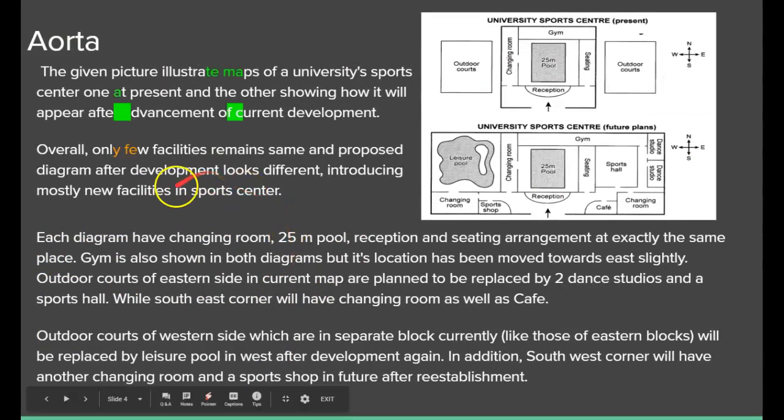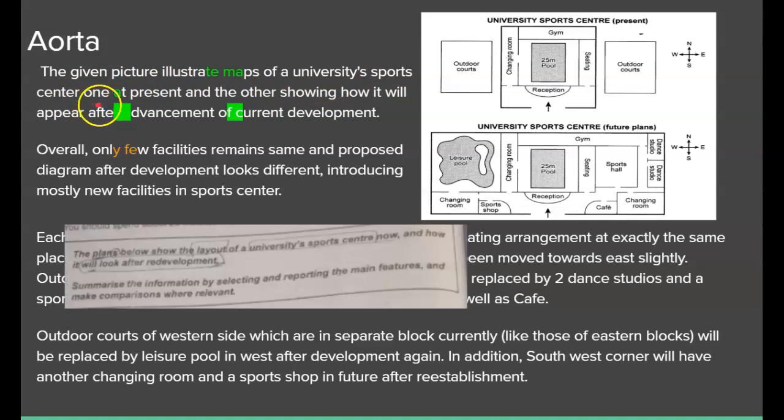What you got? Alright, so the given picture illustrate, it's a picture singular, illustrates maps. Well, no, it doesn't illustrate maps. It is a map. It illustrates the sports center. And then severe lack of punctuation here. The first one is at present, and the other showing how it will appear after the advancement of the current development. Now, and how it will look after redevelopment. You're just copying the sentence structure from the introduction.